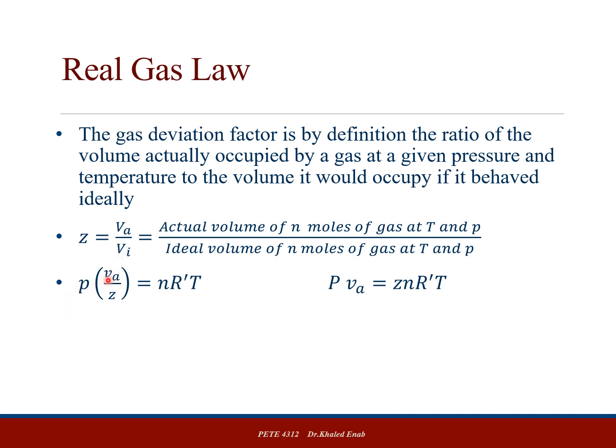So P times V actual over Z equals nRT. So PV would equal Z nRT. If you look at this equation, it looks exactly like the ideal equation, except you have the Z, which is a deviation of the volume.